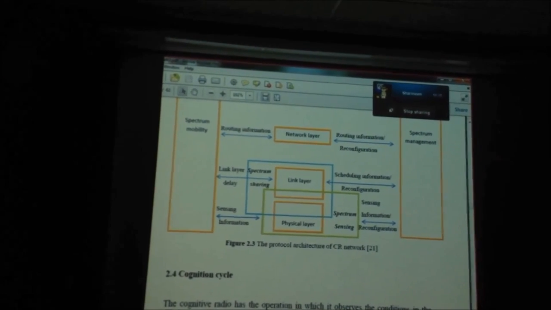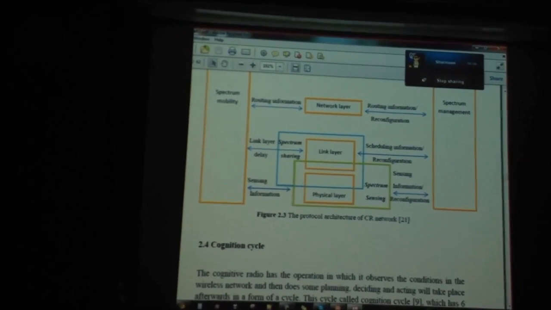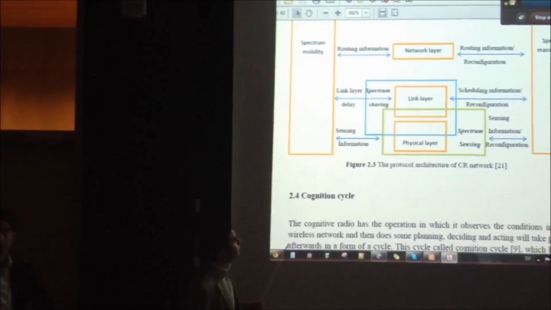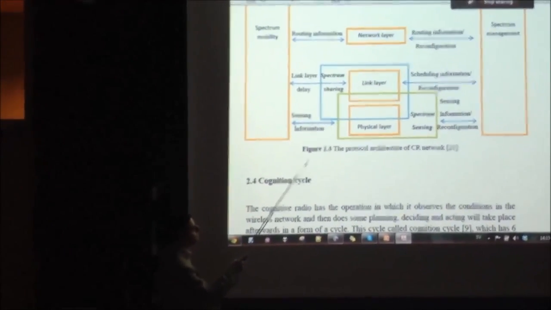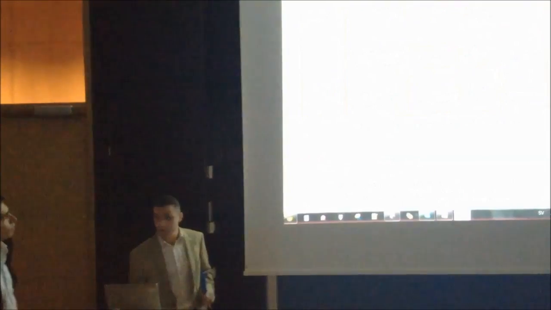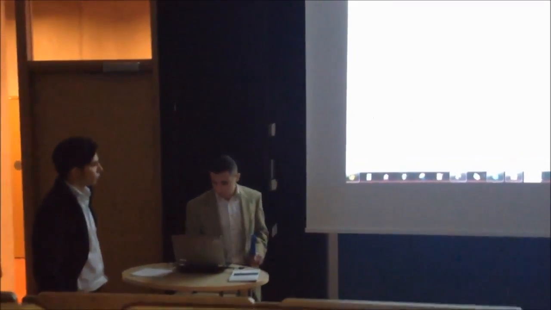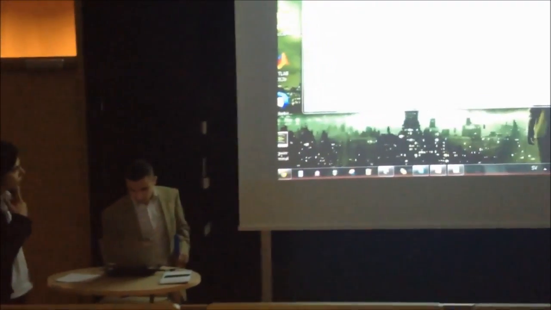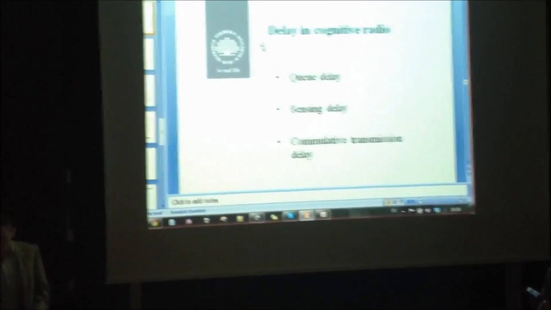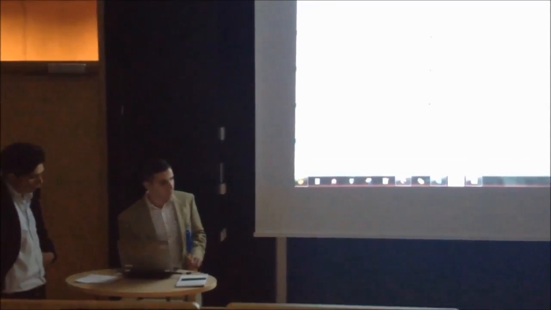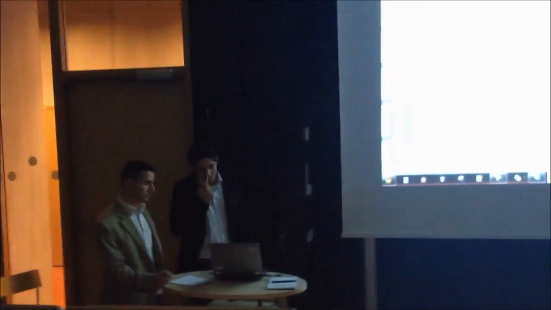If you see, the last two layers are the link layer and the physical layer. You can see that spectrum sensing is mostly done in the physical layer, whereas spectrum sharing is done in the link layer. But there are also some overlaps between both of them. As Naufal mentioned in the slides before, the types of delay, like the queue sensing delay and the cumulative transmission delay, mean the link layer will be involved. So it's not only the physical layer. Oh, okay. Thank you.